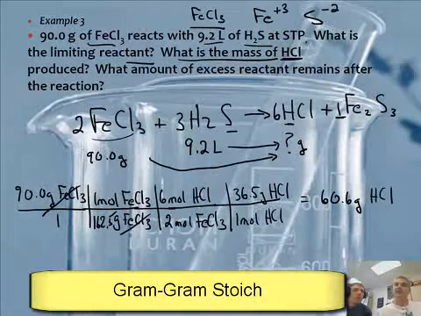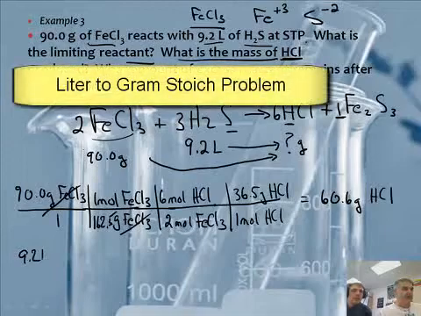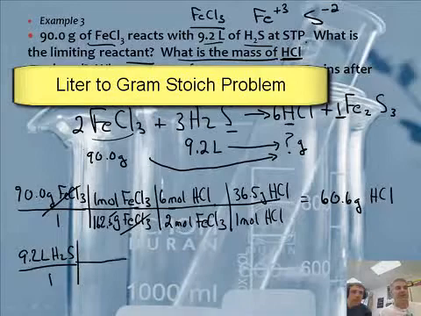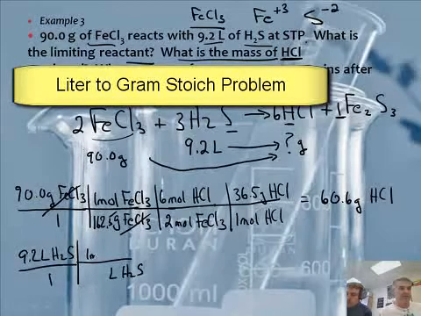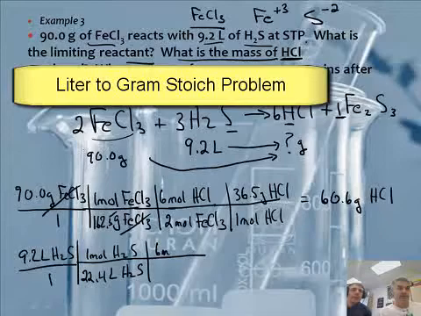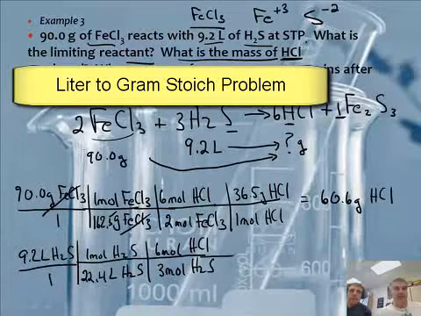Let's do another one, with H2S, because this is a liter-to-gram problem. I've got 9.2 liters of H2S, and it's at STP, so that's convenient. We can use that 22.4. Later on, we'll learn how to deal with non-STP conditions. So we'll say 22.4 liters of H2S to 1 mole of H2S. And then 6 moles of HCl is equal to 3 moles of H2S.